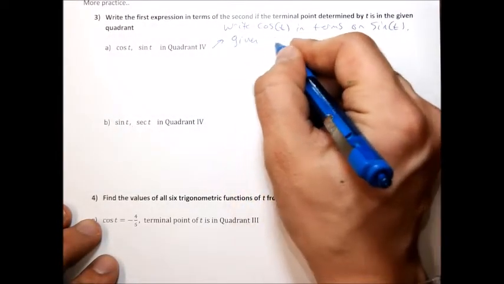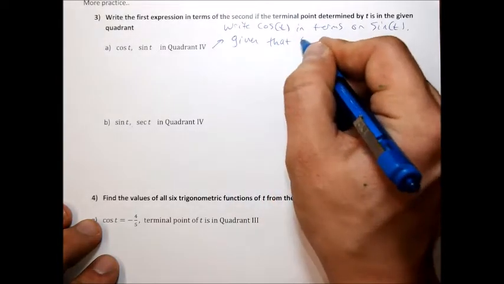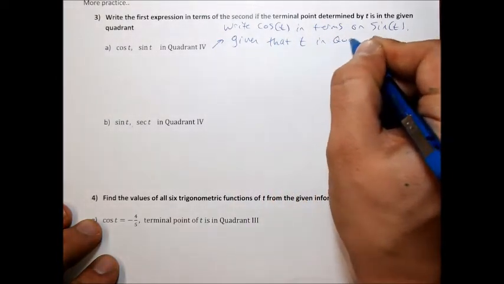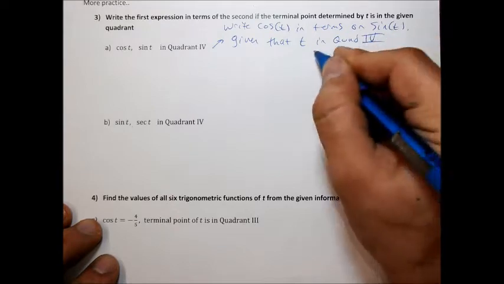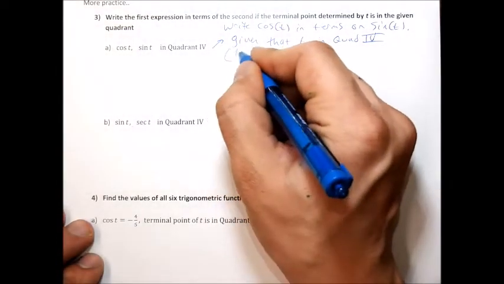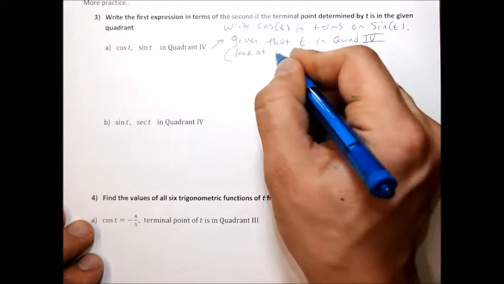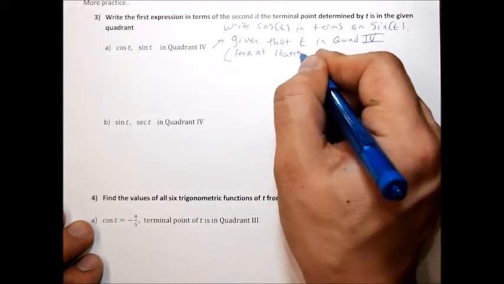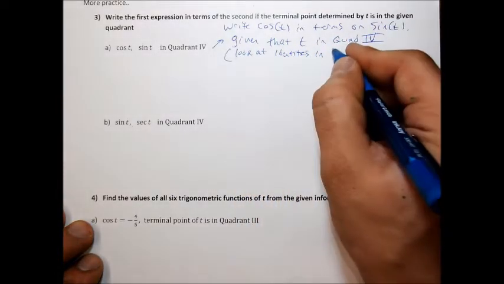given that t is in quadrant 4. So t being in quadrant 4 is going to tell us something about the signs of these things. Okay? And so the way we want to think about these is we want to look at the identities in box number 5.